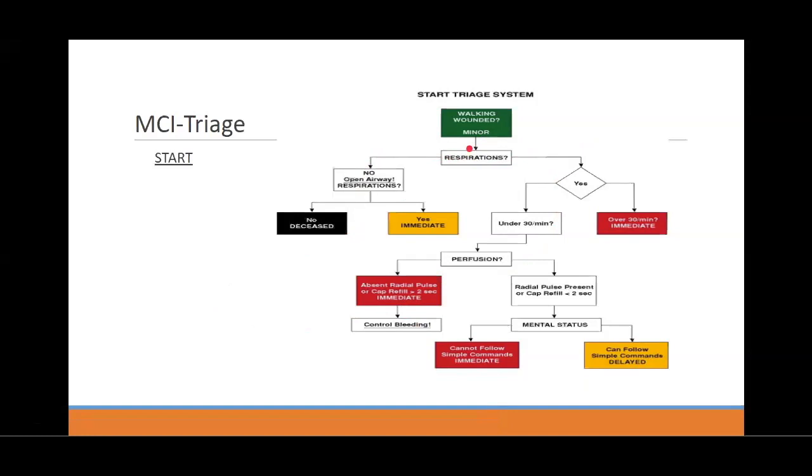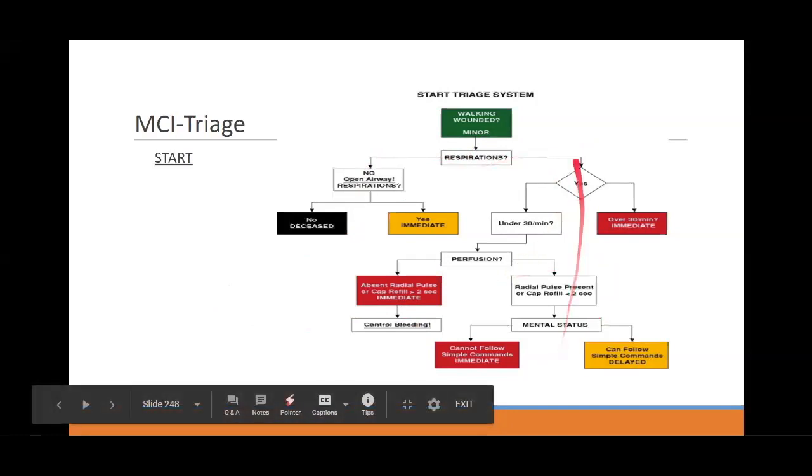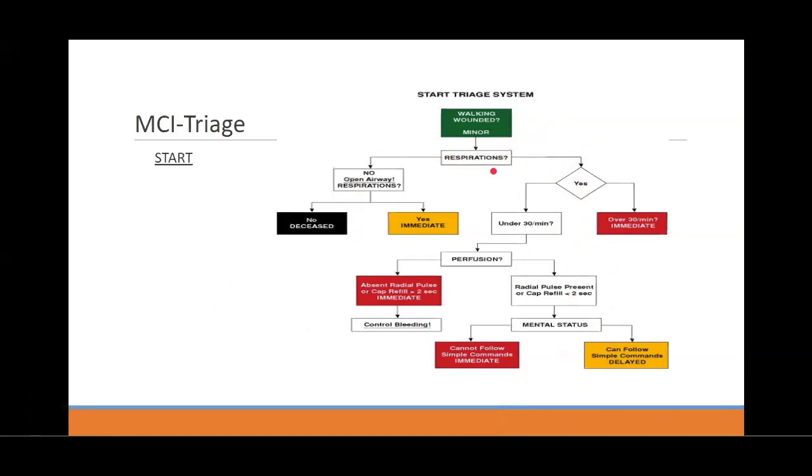Everybody that's left are your actual patients. So remember, RPM, respirations, then we look at perfusion, then we look at mental status. For respirations, we look and see if they're breathing. If they're not breathing, we can reposition their airway 1 time. If they are still not breathing, we mark them as black and we move on. Okay? Very rapidly do this. It should honestly take you about 10 seconds to assess each patient at the maximum.